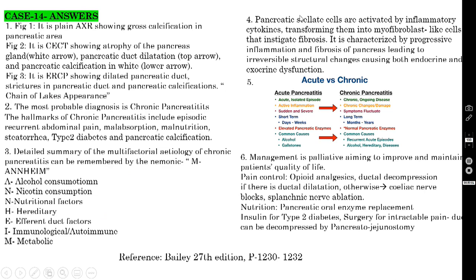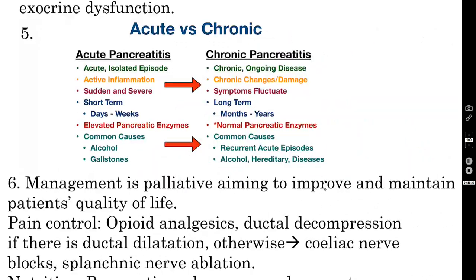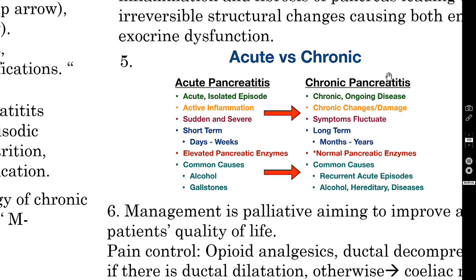What is the pathology? The pancreatic stellate cells are activated by inflammatory cytokines, transforming them into myofibroblast-like cells that instigate fibrosis. It is characterized by progressive inflammation and fibrosis of the pancreas, leading to irreversible structural changes, causing both endocrine and exocrine dysfunction. Unlike chronic pancreatitis, there is no structural change in acute pancreatitis. This is what we are seeing here. What is the difference between acute pancreatitis and chronic pancreatitis?